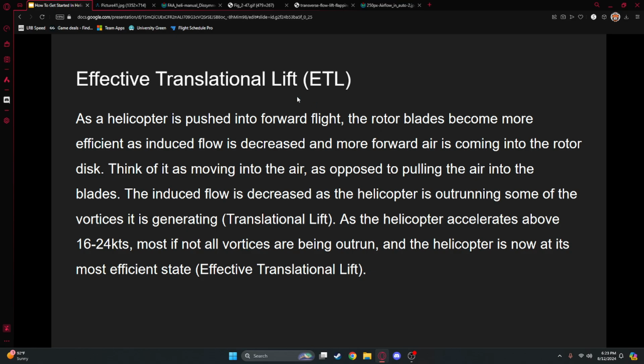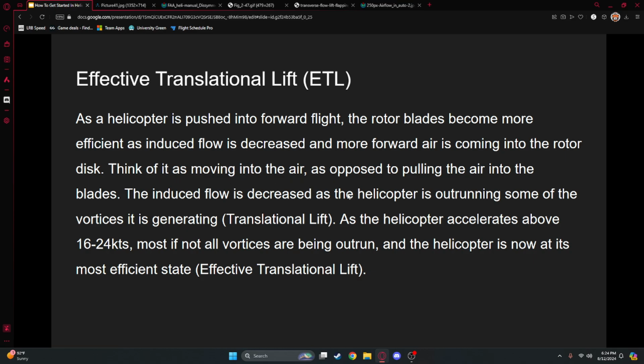Effective translational lift. There's also translational lift, so we'll talk about that in a second too. As a helicopter is pushed into forward flight, the rotor blades become more efficient as induced flow is decreased and more forward air is coming into the rotor disc. So, induced flow, that creates downwash, remember? We're getting out of those vortices that we're creating. They're still causing drag, don't get that mixed up, that'll always be there. But that downwash that we're generating, it's getting behind us. So that's a good thing for efficiency.